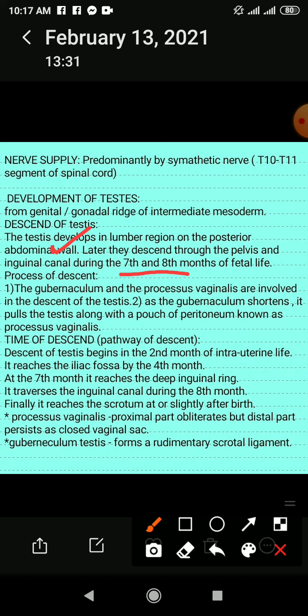So how does it descend? The number one descending factor for the testis is the gubernaculum and the processus vaginalis. As the gubernaculum shortens, it pulls the testis along a pouch of peritoneum, which is known as the processus vaginalis.